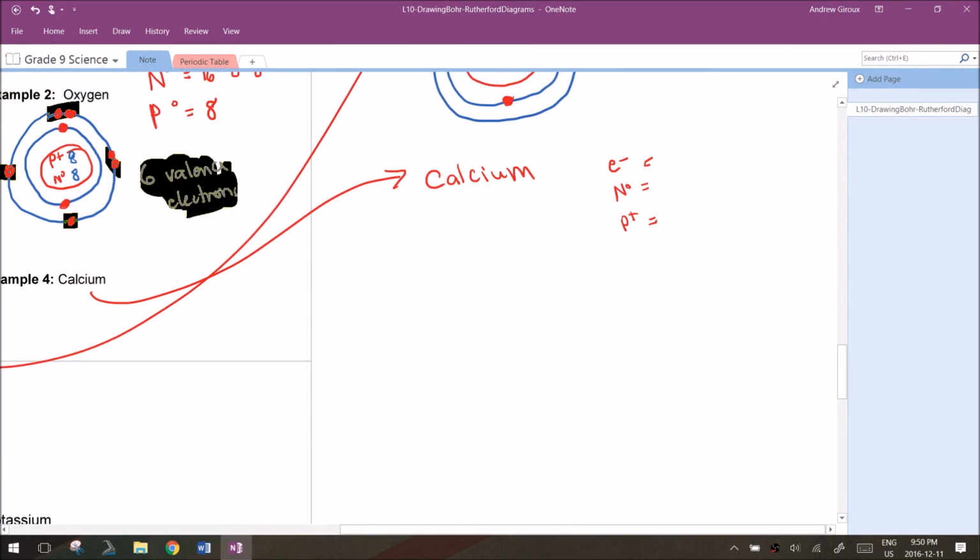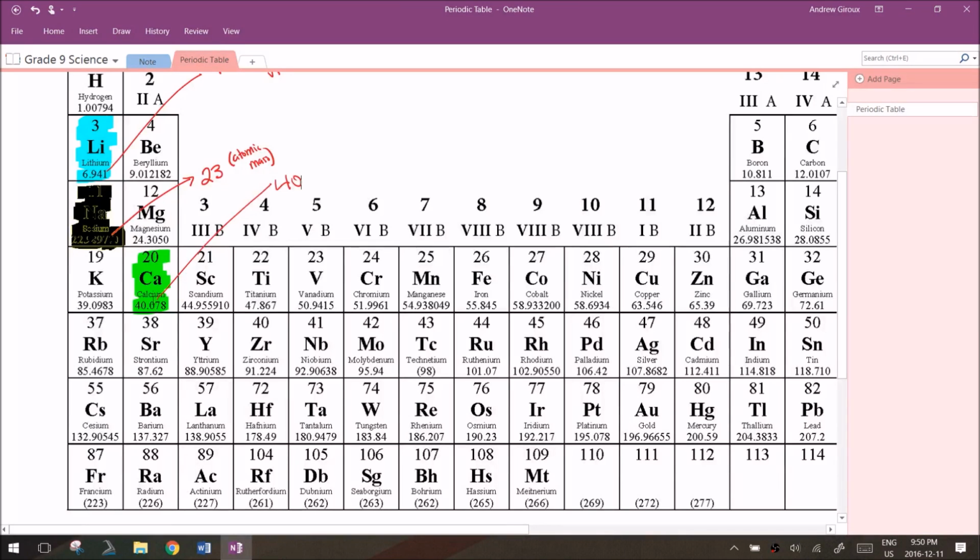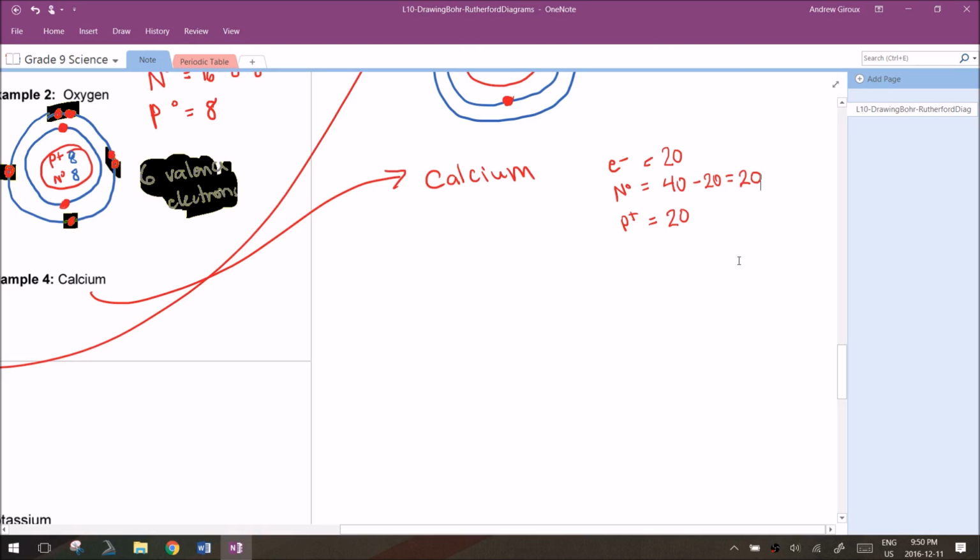So protons, same as the atomic number. So in this case, 20. Number of electrons, same as the number of protons, and our number of neutrons is our atomic mass minus the atomic number, which gives us 20. Okay. So if we look back here, we have an atomic mass of 40, atomic number of 20. Subtract those two, and we get 20 neutrons.